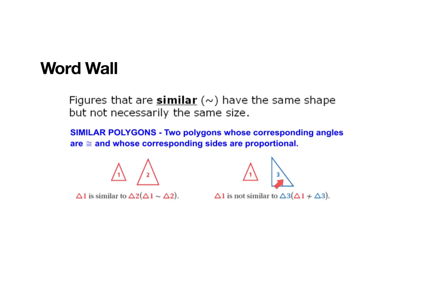Triangle 1 is not similar to triangle 3. Notice that this changes shape. It's not the same shape. It can change size, but not shape.